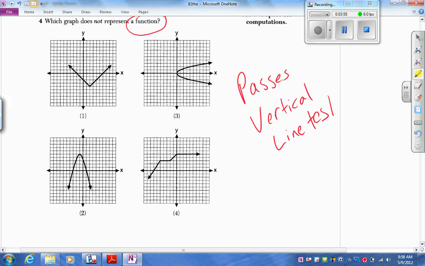So in this case, this one passes the vertical line test because no matter where I put a vertical line, it will only hit it once. This one passes the vertical line test because no matter where I draw it, it will only hit it once. Same thing here. However, as soon as I get to this one, which is the answer, and I hit it with a vertical line, it hits it more than once, which means it is not a function. All right, hopefully you got that one right.